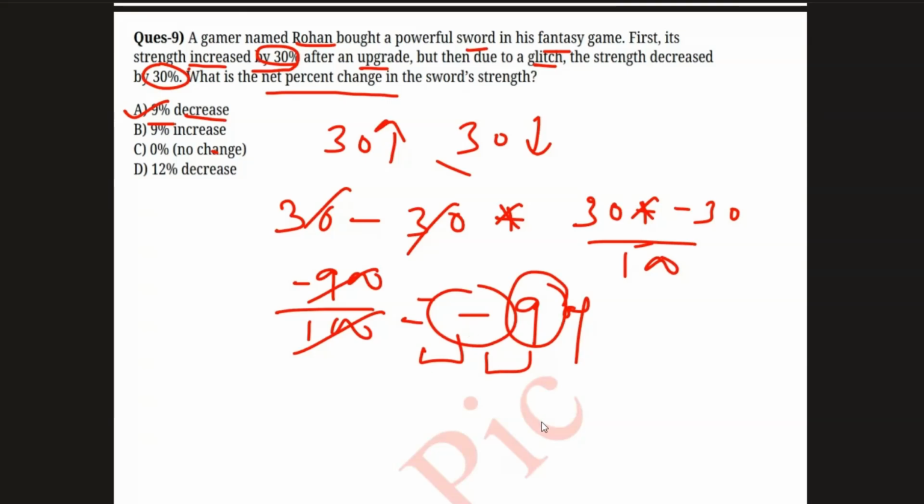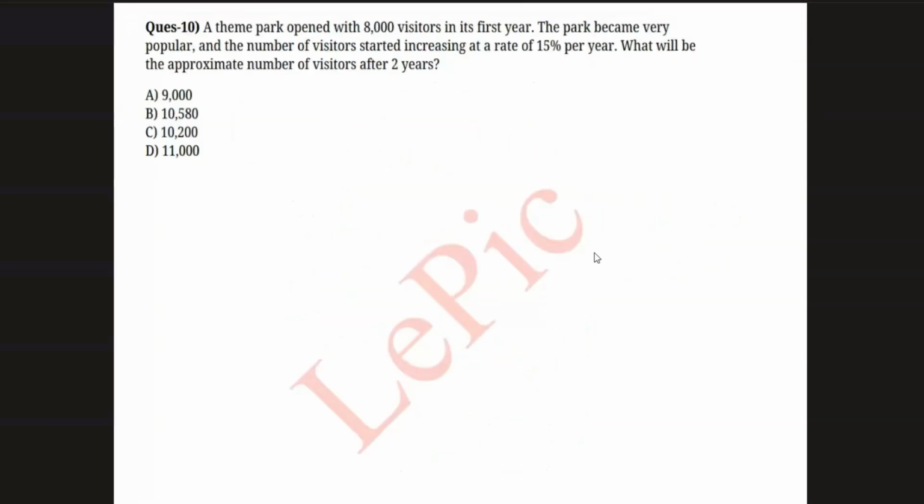Let's move on to the next question. Now let's solve this particular question. The question is saying that a theme park opened with 8,000 visitors in its first year. The park became very popular, and the number of visitors started increasing at the rate of 15% per year.